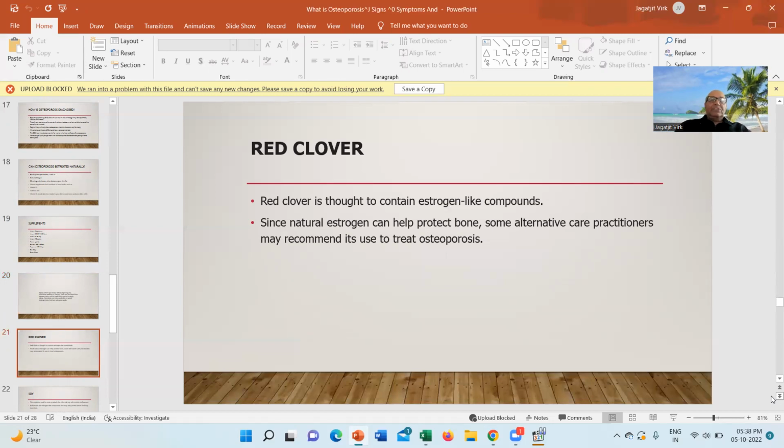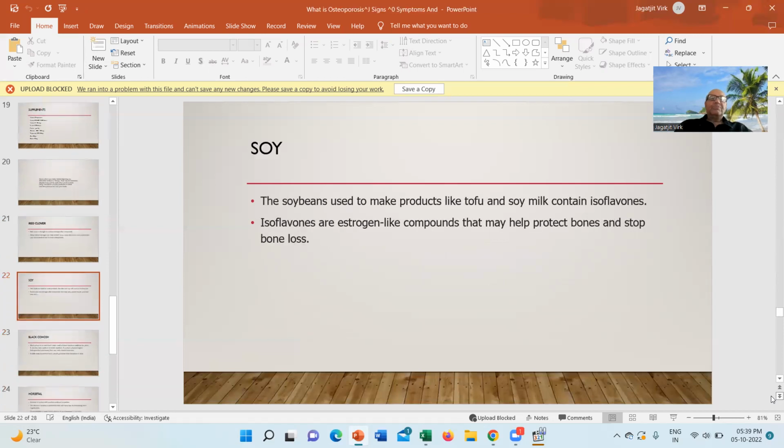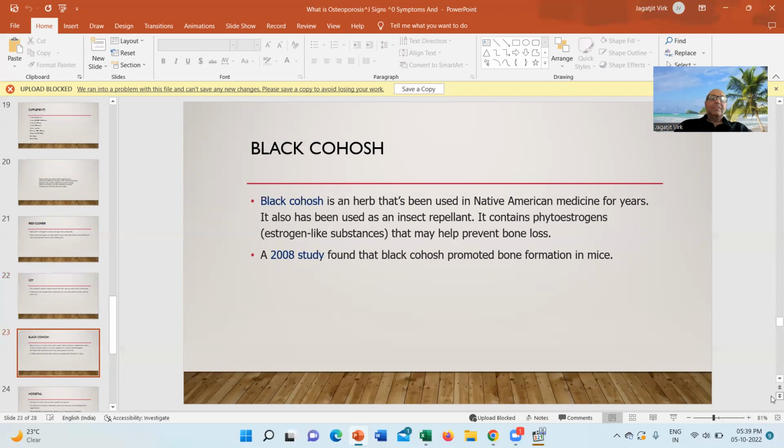Red clover is thought to contain estrogen-like compounds. Since natural estrogen can help protect bones, some alternative care practitioners may recommend its use to treat osteoporosis. Soy, the soybean used to make products like tofu and soy milk, contains isoflavones. Isoflavones are estrogen-like compounds that may help protect bones and stop bone loss.